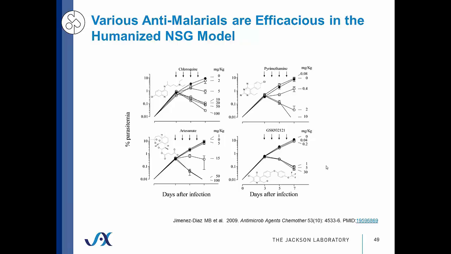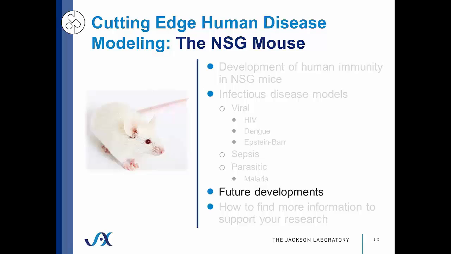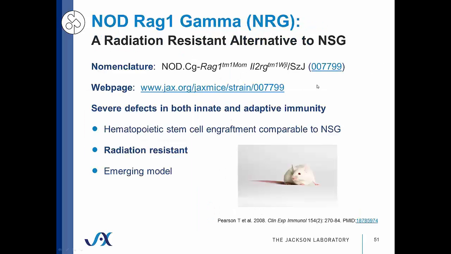Now that I've highlighted the benefits of using NSG mice as a model for several human-specific pathogens, I'd like to tell you about some newly developed strains that are related to the NSG mouse and how they are improvements on that model. So the first of these is the NRG, or the NOD-RAG-gamma mouse.